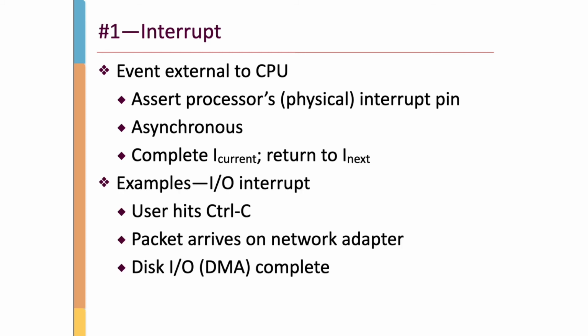Other examples, the user hits the Control-C key. That's going to cause a signal to be sent to the process. That's also asynchronous. We've already talked about the packet arriving on the network adapter. Another example would be when the disk subsystem finishes loading contents from the drive into memory using the direct memory access technique, and then signals the processor that the disk access has completed.